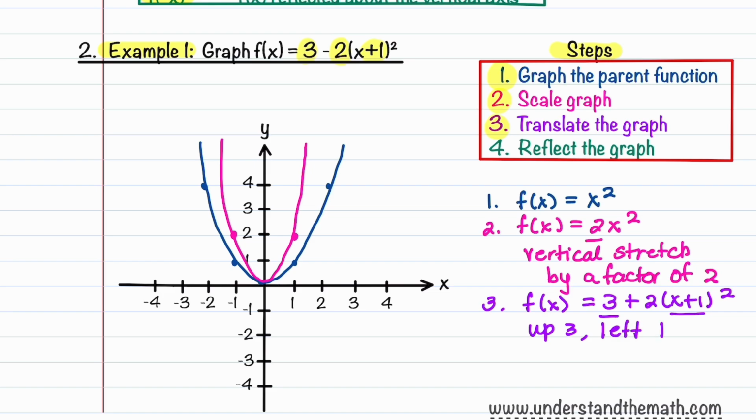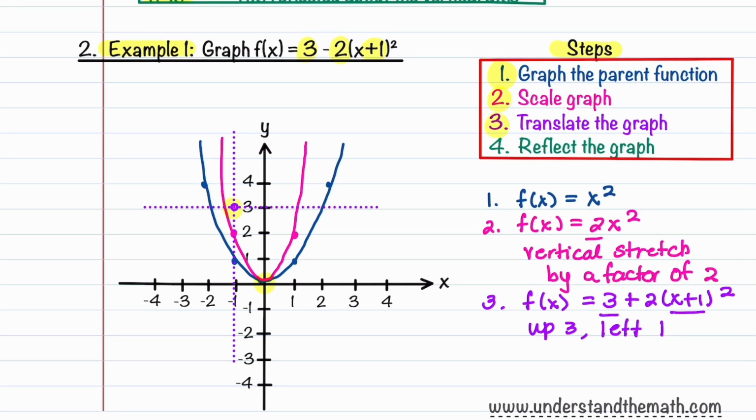What we're going to do is look at the vertex to see this translation. So our vertex was at (0, 0). Now our vertex, we're going to move it up 3 and 1 to the left. So our vertex is going to be right there. I think it's going to help us graph our function if we put a new horizontal and vertical axis connected to that vertex. Let's go ahead and draw that. We're going to draw a dotted line here and then a dotted line here. And that's going to really help us graph our function.